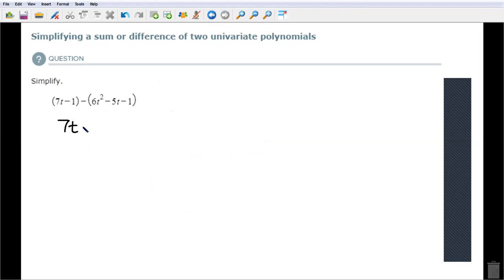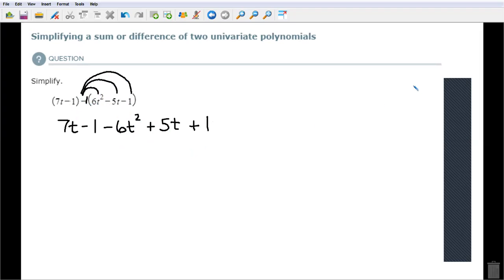So I've got 7t minus 1. This first set of parentheses can go away. But now, once again, I'm going to distribute a negative 1 to all three of these terms. So I take negative 1 times 6t squared. That's negative 6t squared. Negative 1 times negative 5t. That turns into a plus 5t. And the last one, negative 1 times negative 1. That turns into plus 1.